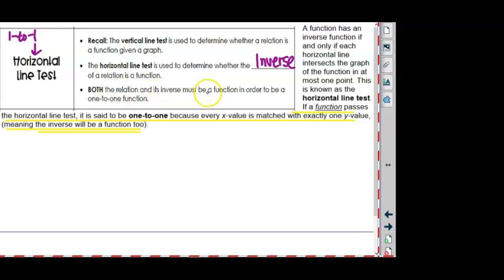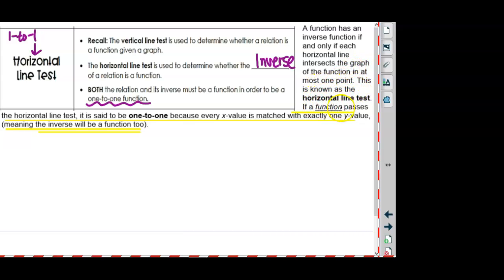Both the relation and its inverse must be a function in order for it to be called one-to-one. So, if a graph passes the vertical line test, it's a function. If it also passes the horizontal line test, meaning no horizontal line crosses it more than once, then its inverse will be a function. A function has an inverse function if and only if each horizontal line intersects the graph at most once.